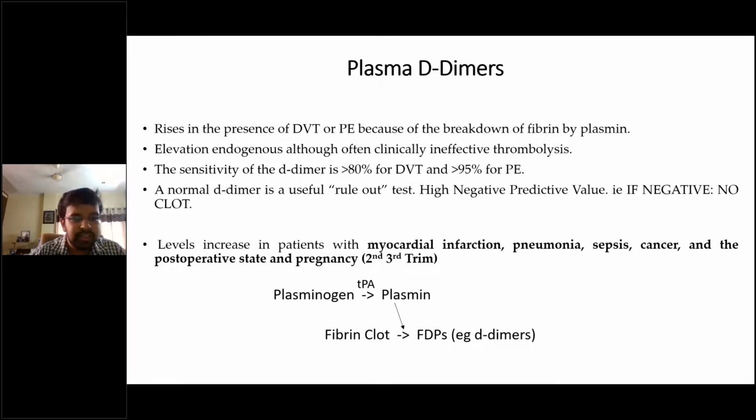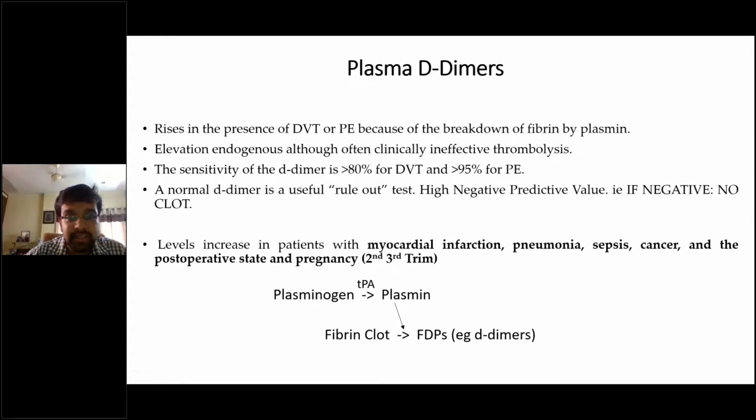Why? Because there are many other conditions in which the D-dimers are increased. For example, MI, pneumonia, sepsis, cancer, even as simple as the post-op state or pregnancy can result in increased D-dimers. Now, in any hospital setting, these conditions are very common to have. So a positive D-dimer is not as useful. It can say pulmonary embolism can be present or not be present. But if D-dimers are negative, it definitely means there is no clot and pulmonary embolism is not possible at all.